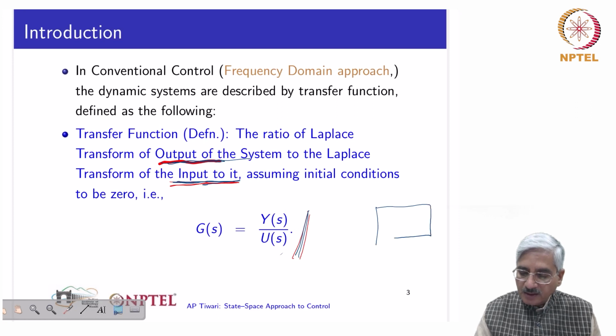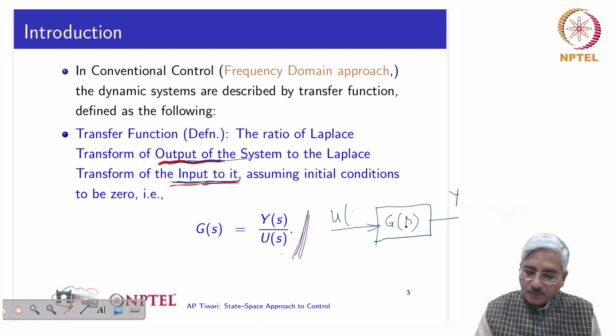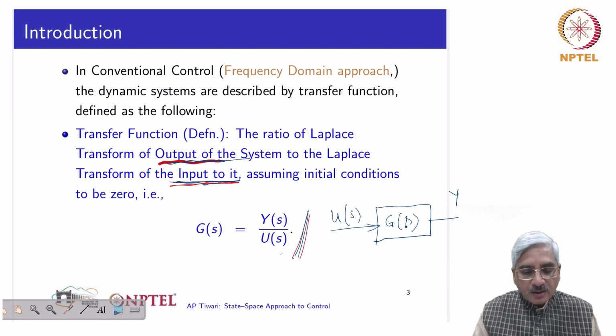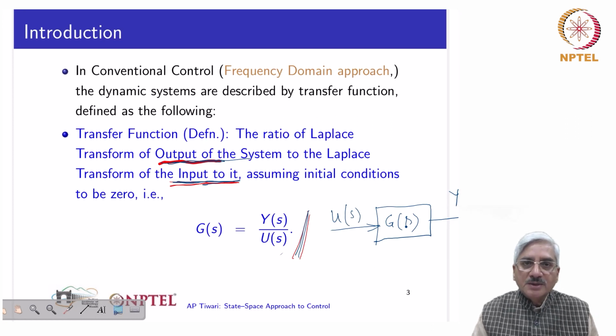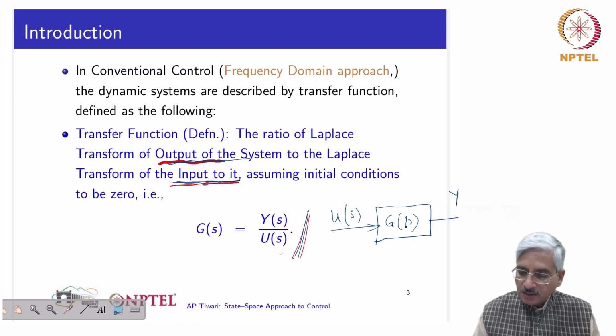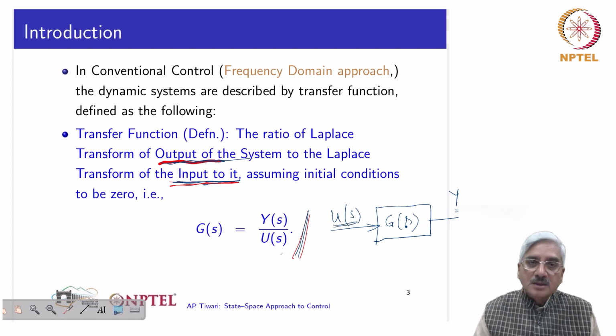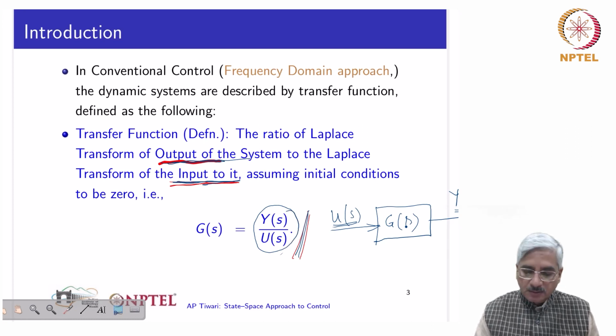And you might have come across this kind of block diagram in which we have the transfer function G(s), the output Y(s) here and the input U(s) here. In conventional control, most of the time the consideration is for single input systems. That means Y is a single output, U is a single input, and this Y(s) by U(s) is a ratio of two polynomials.